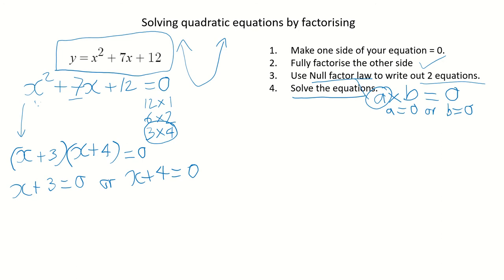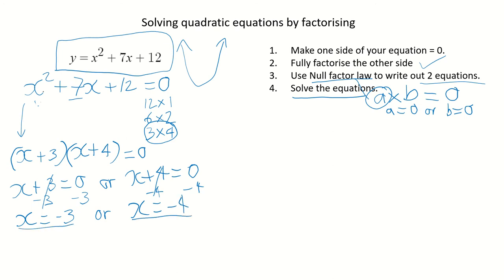Now, the way that I'm going to solve this is, if you want to get x by itself, we've got plus 3, we need to do the opposite. So we're going to take 3 from both sides. They'll cancel out. We'll be left with x equals negative 3. And then here, we want to get x by itself, so we're going to do the opposite of plusing 4. We're going to take 4 from both sides. So we're going to have x equals negative 4. So these are the solutions to our equations.